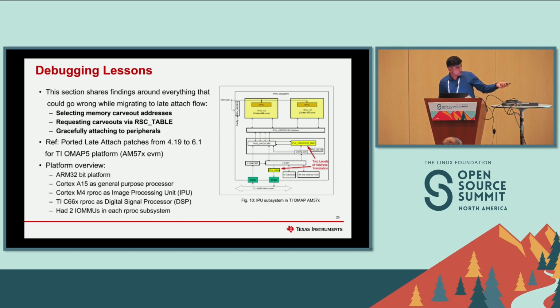This TI OMAP 5 platform was an ARM 32-bit platform. It had a Cortex-A15 as the general purpose processor and Cortex-M4 as the remote processor, the image processing unit. It has two Cortex-M4s used in lockstep mode, and only one cache for both the processors, so it has a unicache interface. It had two IOMMUs, one near the cache and one before your interconnects. So it had to do two layers of address translation to access any memory outside.